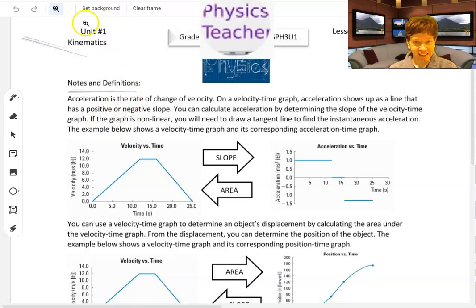Okay, so today's lesson is Unit 1 Kinematics, Lesson 4, Motion Graphs. So we have done a lot of motion graphs. We've looked at position time graphs and velocity time graphs. Today we're going to add acceleration time graphs and sort of combine them all together.